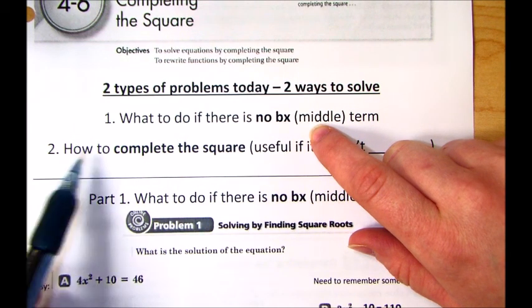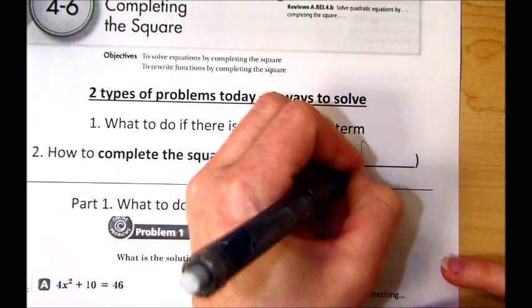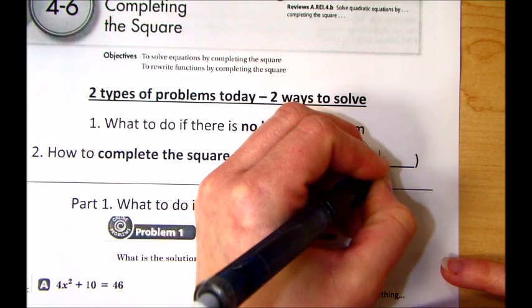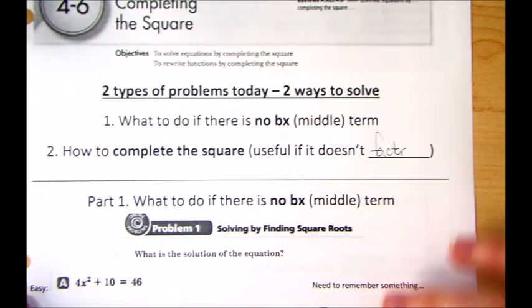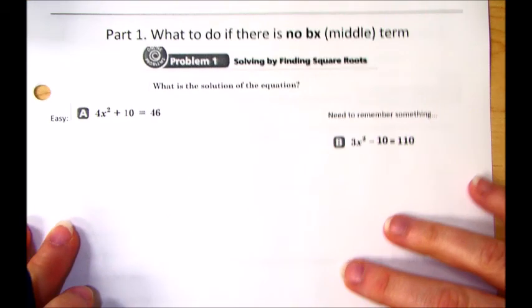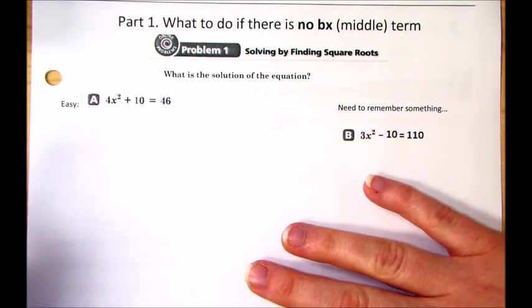And then the second type today is going to be, how do you complete the square? This is useful if it doesn't factor. In 4-5, you learned how to solve by factoring, so now you're going to learn how to solve if it doesn't factor. So let's start at part 1, what to do if there is no middle or bx term.